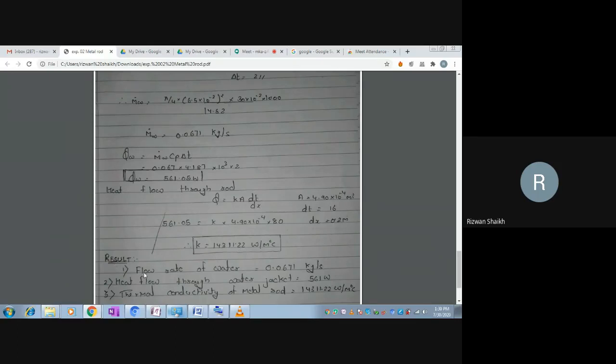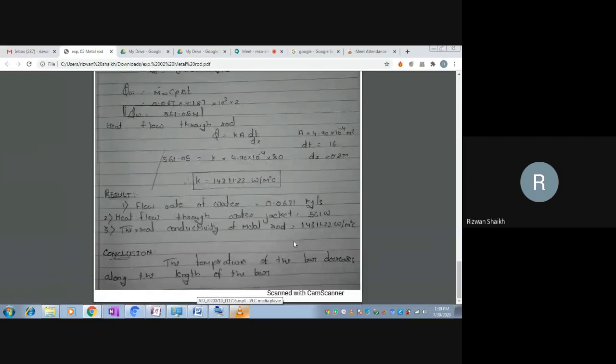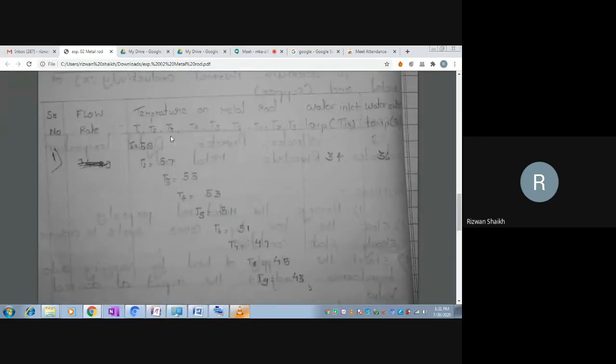And here it is explained the flow rate of water, heat flow through a water jacket, and thermal conductivity of the rod. And in the solution, we had also said that the temperature of the bar decreases along the length of the bar. That you can easily understand from this observation table. T1 is 59, T2 is 57, 55, 53, 51, 49, 47, 45, 43. So it is decreasing from 59 to 43. So the temperature drop is linear. I hope it has been clear how the calculation part has been done in this case.